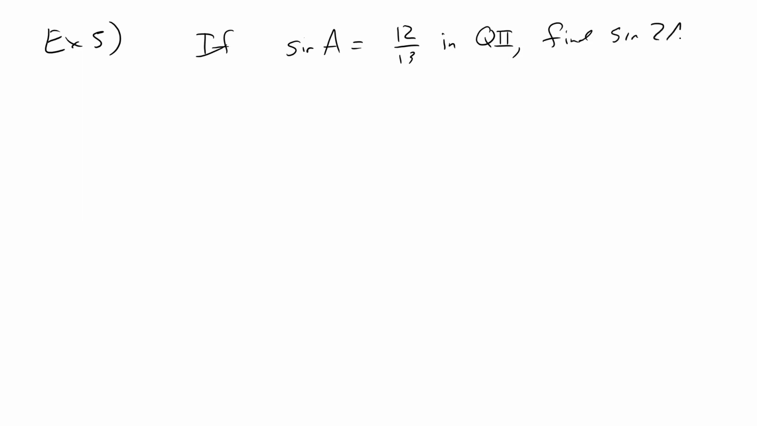All right, exercise 5. Here we have: if sine A is equal to 12 over 13 in quadrant 2, find, oh, sorry, not find, sine of 2A.